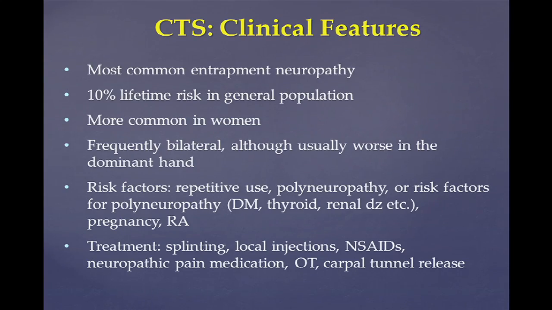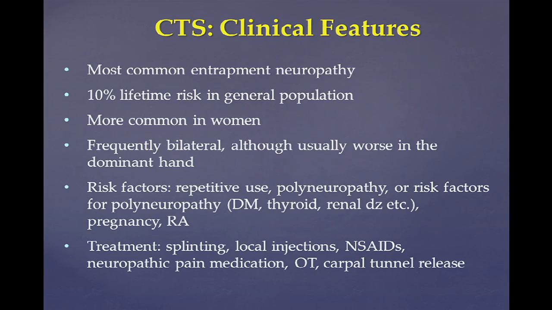So this is the most common entrapment neuropathy. It's very common in the general population and more common in patients who have some kind of risk for neuropathy, like diabetes. It's a little more common in women. It can be bilateral. It's usually worse in the dominant hand, so for most people it's usually in the right hand. The treatment of this is conservative at first.